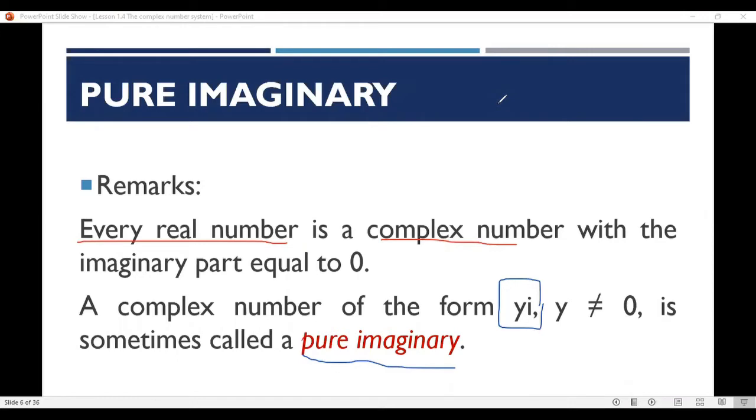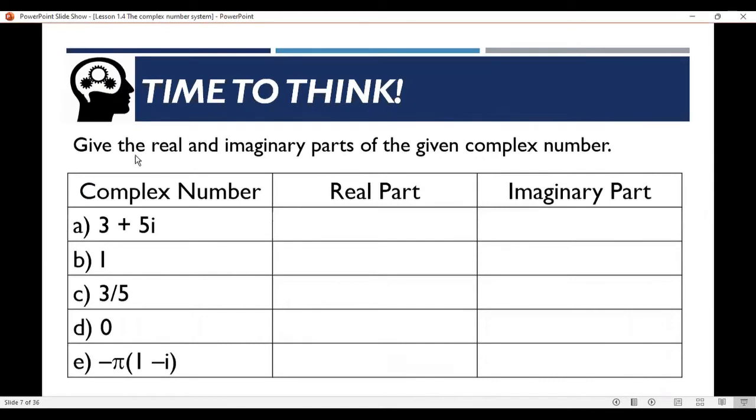Okay, so extend natin ito. Give the real and imaginary parts of the given complex number. So ito yung ating complex number. Then ano yung kanyang real part? Then ano yung kanyang imaginary part? So, letter A, 3 plus 5i. Ano yung real part? 3. Ano naman yung imaginary part? 5i, or 5 na lang. Kasi pag ginawa mong pure, 5i, pero ang kukuha lang natin, imaginary part. So, kaya 5 lang.